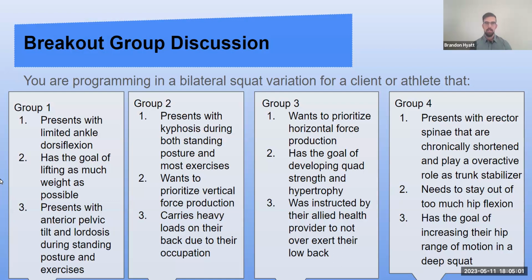All right. This client was instructed by their allied health provider not to overexert their low back. So they're coming to you with this apprehension. My doctor told me I can't overuse my low back, and my physical therapist said no using my low back. We can say, okay, well, the research has shown that front squat variations require less back stress, less force on the back, there's less stabilization. You can be very upright, it feels very safe because you're not bending over as much. So I would have them do a front squat variation.